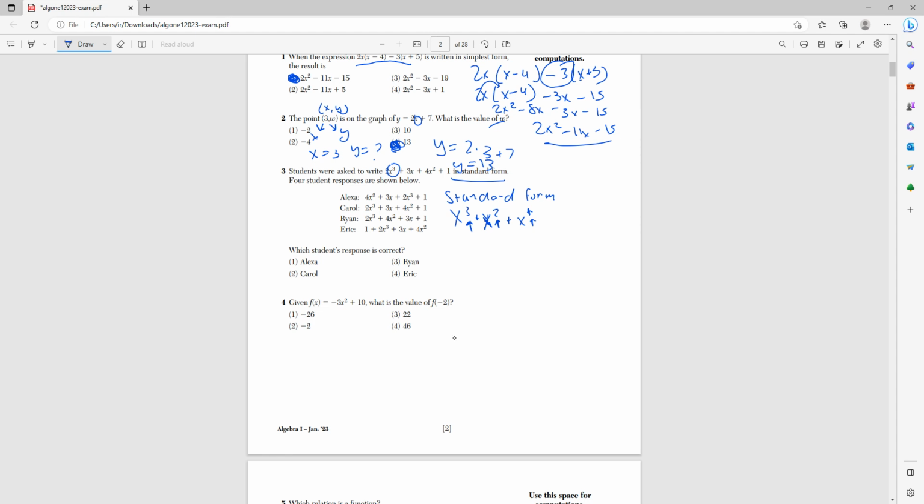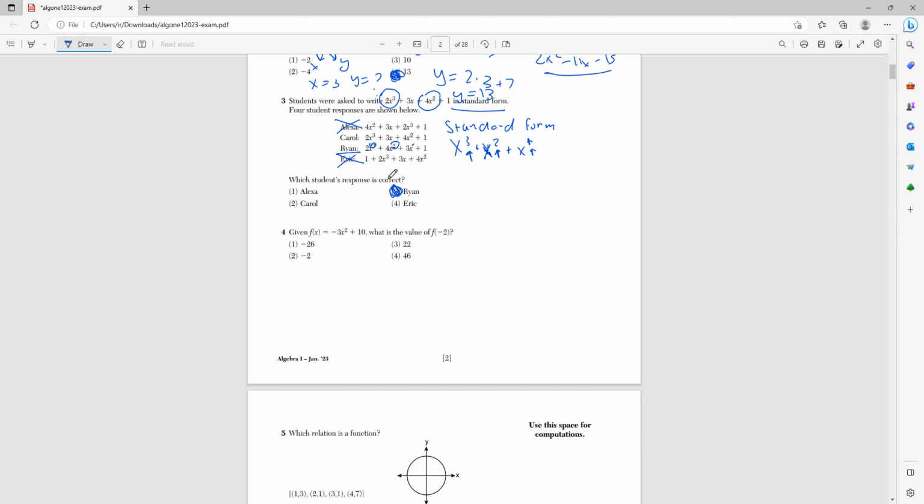So which student does that? We know that the term raised to the biggest power is 2x cubed, so that has to come first. Automatically we can eliminate Alexa and Eric, because they didn't write 2x cubed first. The term that has to come second is 4x squared, and the only student that does that is Ryan. Again, 2x cubed is our biggest, 4x squared is our second biggest, 3x is our third biggest, and 1 is our smallest, and they write that properly.